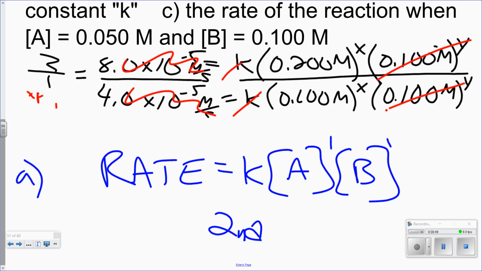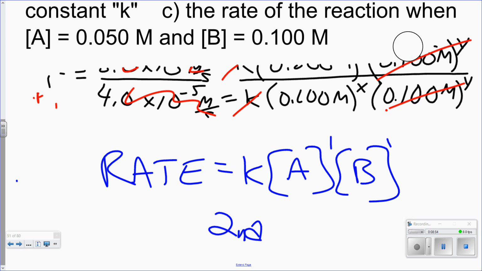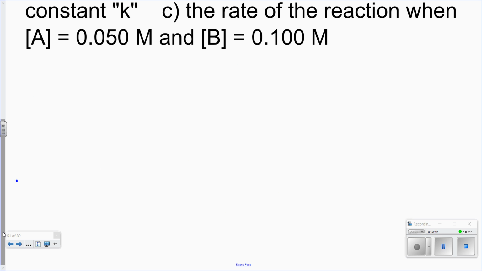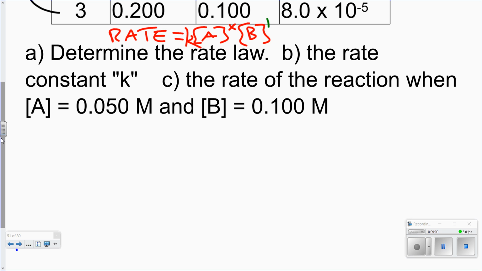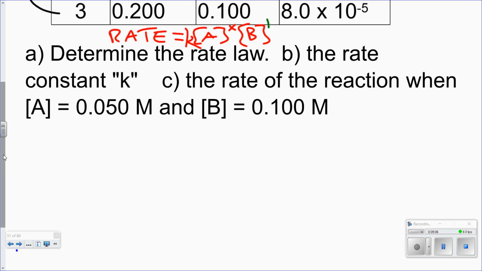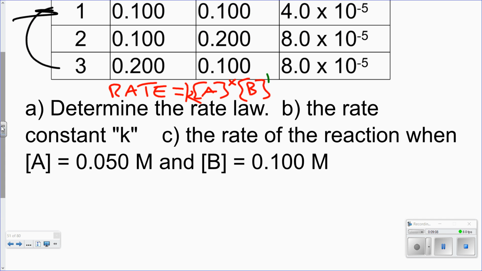Next, let's solve for part B. Part B typically says, what is the value for K, or solve for K, and what is the units? We always have to have the units for the rate constant K. So what I do, now that I know my rate law, I usually just go back to experiment 1 and plug and chug. So that's rate is equal to K times concentration of A times concentration of B. Those are brackets in my world.